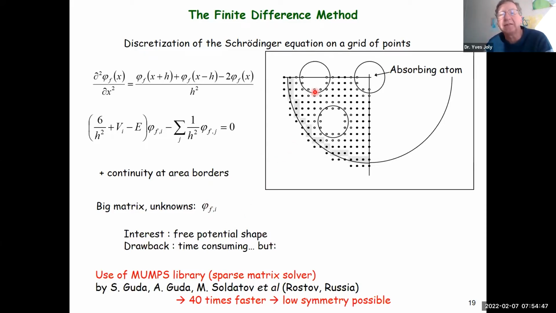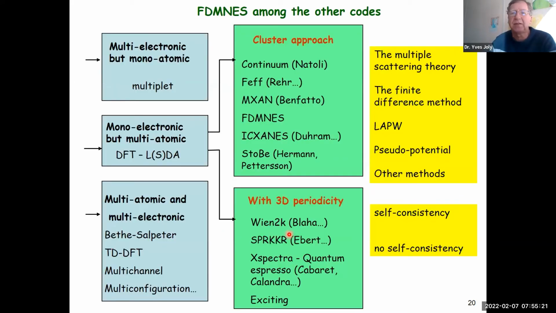The problem is that to have a precise calculation, your grid must be dense, so you have a lot of points. So it takes more time, it's more consuming than the multiple scattering theory, but it's more precise. And fortunately, for some years now, collaborators in Russia have made that part of the code far faster than before. So now it's possible to calculate also with this theory, even if it's always a bit longer.